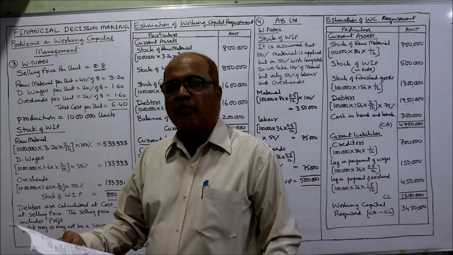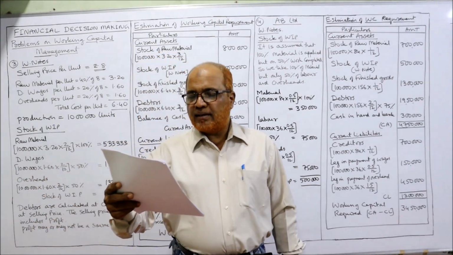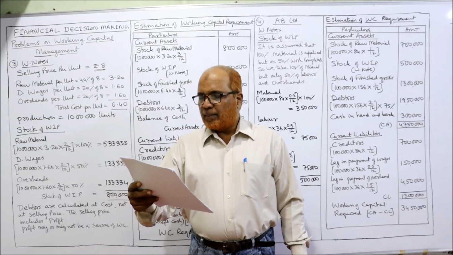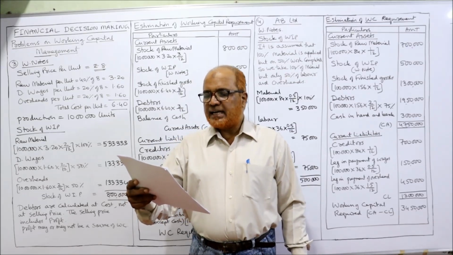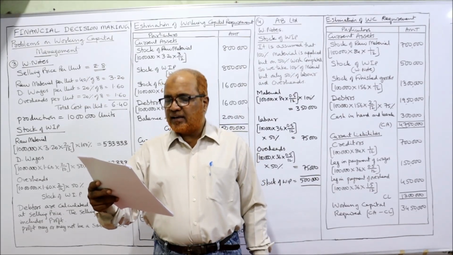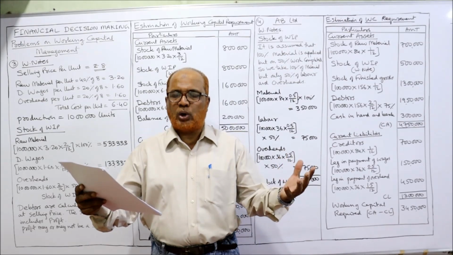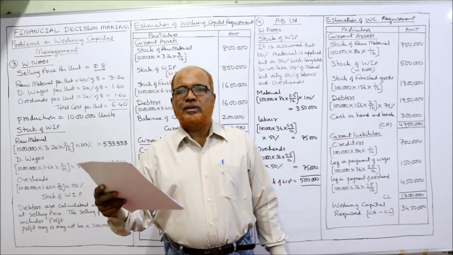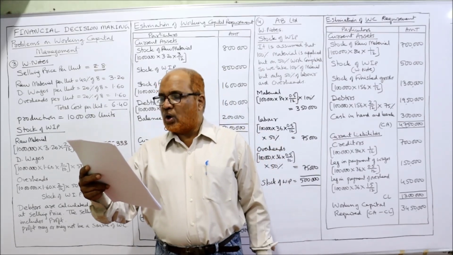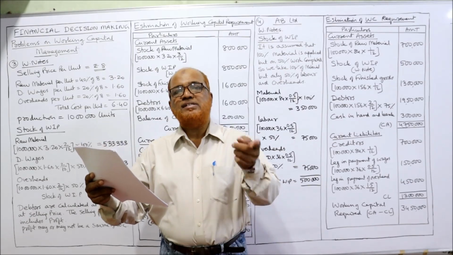Now see the third problem. Problem number 3. Prepare a working capital forecast from the following information. Production during the previous year was 10 lakh units. The same level of activity is intended to be maintained during the current year. So last year 10 lakh units were produced and sold, and the same is expected during the current year also, 10 lakh units. The expected ratios of cost to selling price: raw material is 40% of selling price.